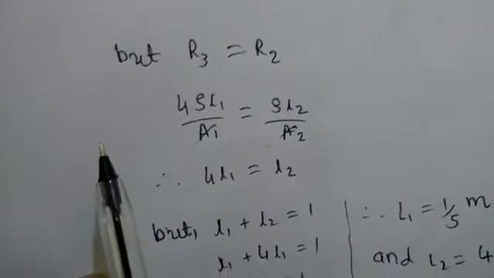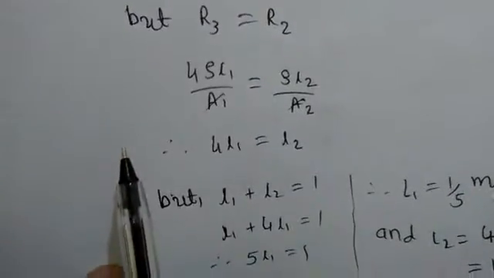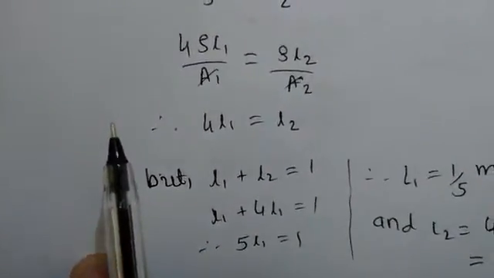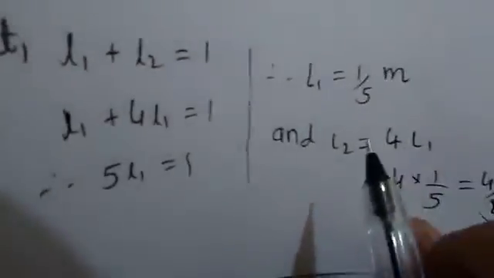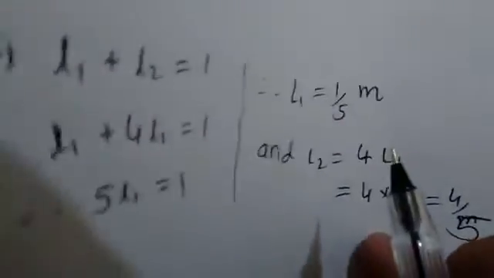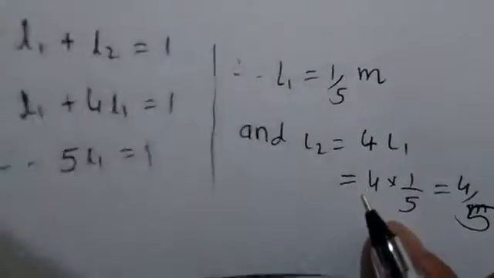The common terms are going to be cancelled out. So 4L1 is equal to L2, but we know L1 plus L2 is equal to 1. So we can say that L1 plus 4L1 is equal to 1, and 5L1 is equal to 1. So L1 is equal to 1 by 5 meter, and we know L2 is equal to 4 times L1. That's why 4 into 1 by 5 is equal to 4 by 5 meter only.